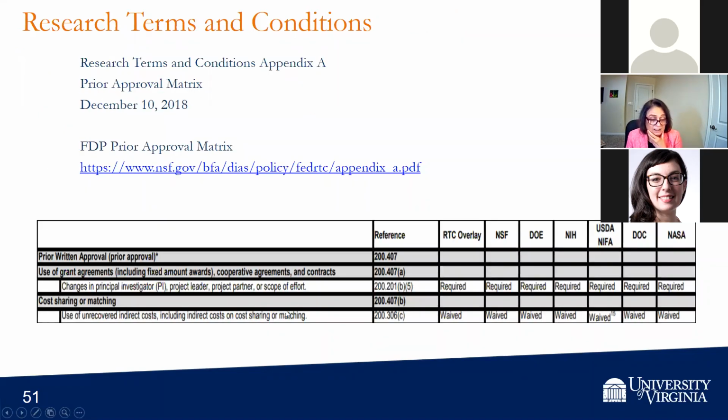So this is just a snapshot of part of the prior approval matrix that is under the research terms and conditions. It is great to go in and see that for changes of PI, all the agencies need prior approval. For use of unrecovered indirect cost, including indirect costs on cost sharing and matching, some agencies have waived the requirement to go in and ask for prior approval. So this prior approval matrix is really helpful.